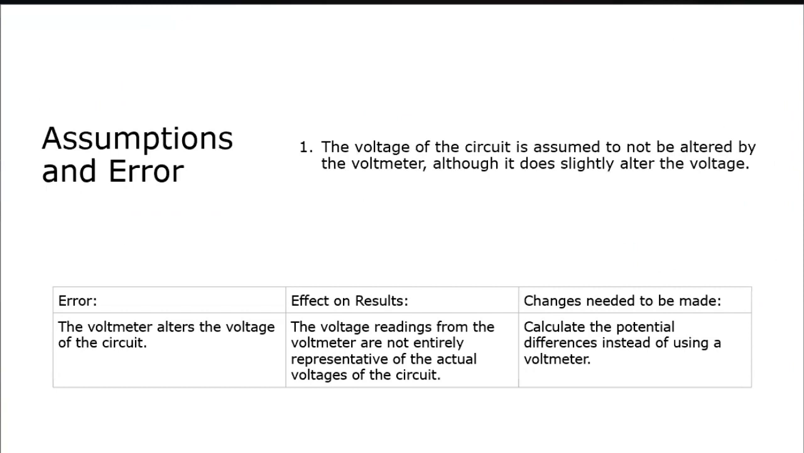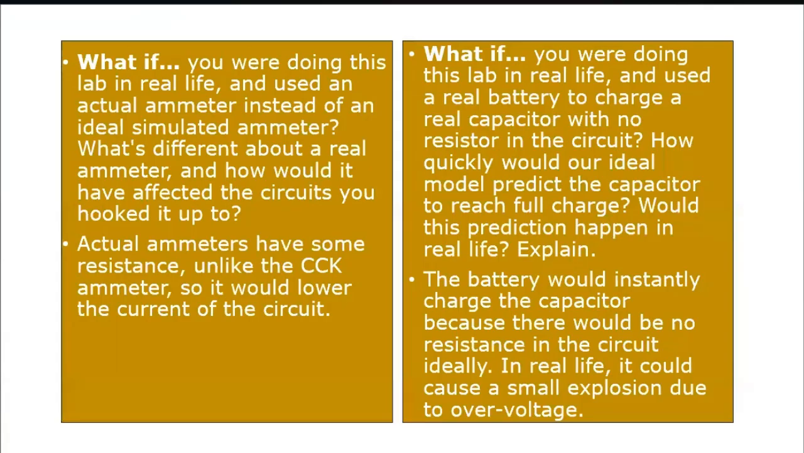So the evaluation of this lab: the assumption we have is that the voltage of the circuit is not altered by the voltmeter, although it does slightly alter the voltage. So the error is that the voltmeter alters the voltage of the circuit. The effect on the results is that the voltage readings from the voltmeter are not entirely representative of the actual voltage of the circuit. So we could calculate the potential differences instead of using the voltmeter to fix that.